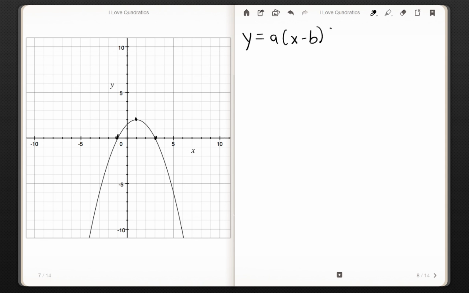So here is the root form equation. We don't know what a is yet, but the roots are -1 and 3. So since we're subtracting the roots, x minus -1 is going to be x plus 1, and then x minus 3. Now, can we figure out what a is without having to solve for it? Well, even though we're using the root form and that pattern we were using is meant for the vertex form, remember, because we know exactly what the vertex is right here, we can still use that pattern.